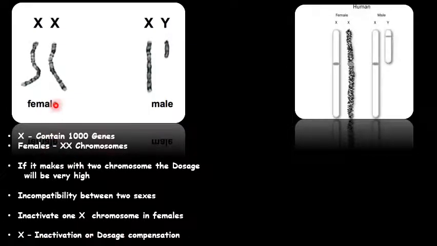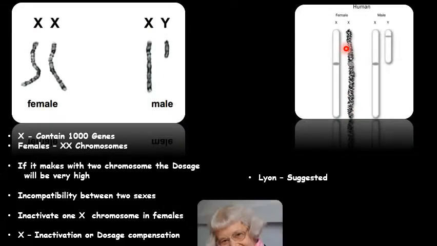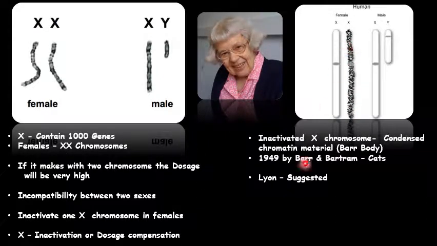So how will it be inactivated? If you look at this picture, you can see one X chromosome is active and one X chromosome has been inactivated. How will it inactivate? The other X chromosome will condense and change into thick, tightly compact chromatin material. We call that heterochromatin. This was first identified by Barr in 1949.